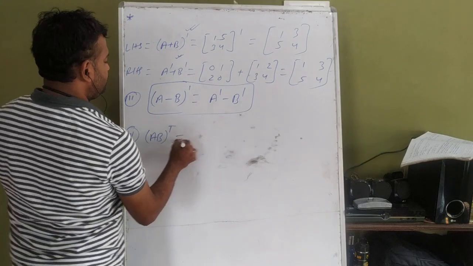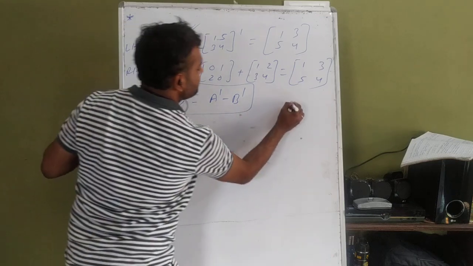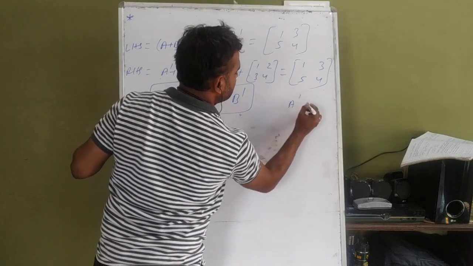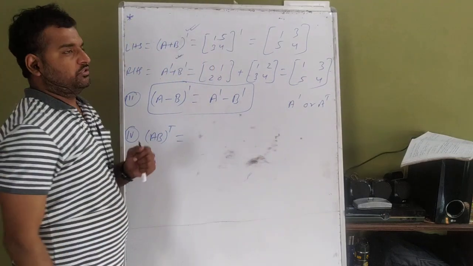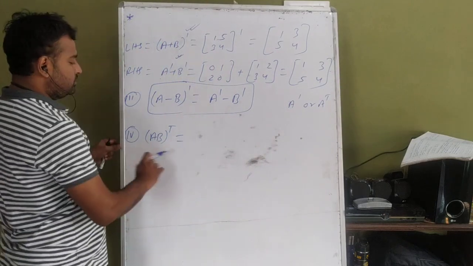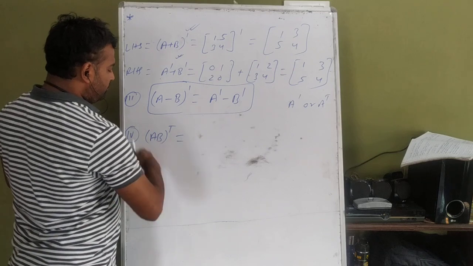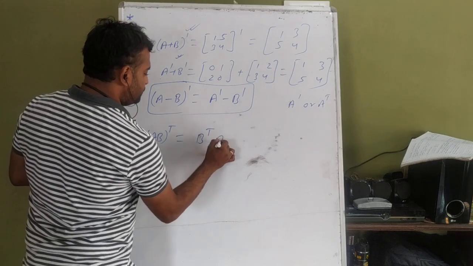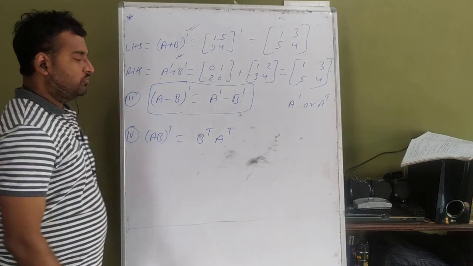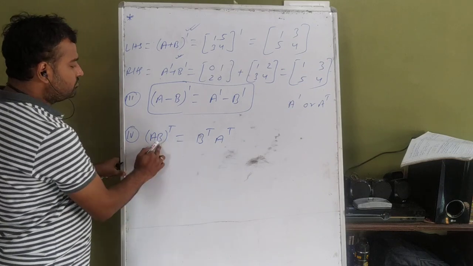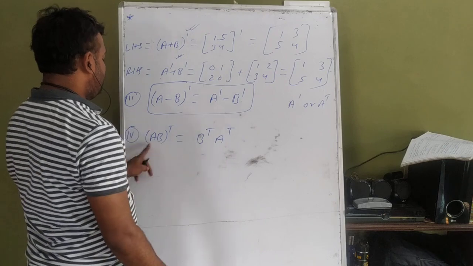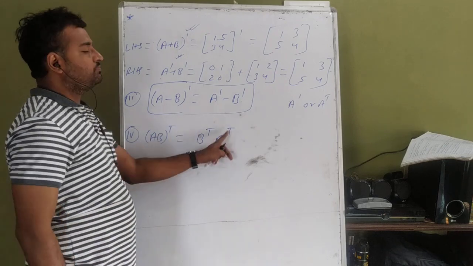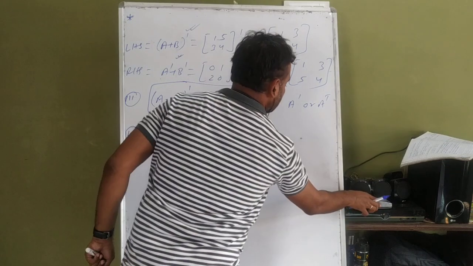(AB) transpose. Transpose is denoted by this sign, A dash, or this can also be A transpose. The (AB) transpose, this is very important. What will be the result? This is your B transpose into A transpose. The orders are reversed here. B is taken first, A is taken last. It means (AB) transpose is equal to B transpose into A transpose.